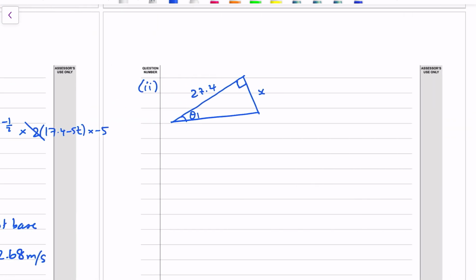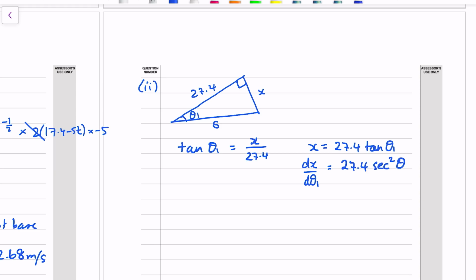So yes, we've got this distance as s, but we actually don't care about it this time round because we're introducing theta 1. So we know that tan of theta 1 is equal to opposite over adjacent, which is easier written as x equals 27.4 tan theta, because we want to differentiate this thing. We actually want to find what d theta dt is, but a good way of starting would be to find dx d theta 1. So if I differentiate this, I get 27.4 sec squared theta 1.